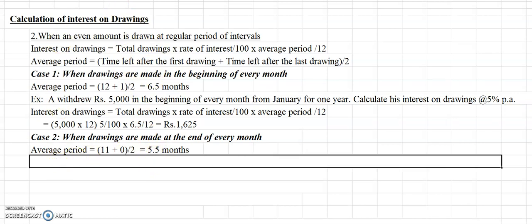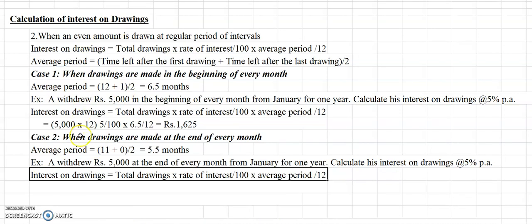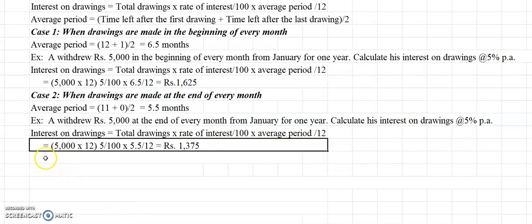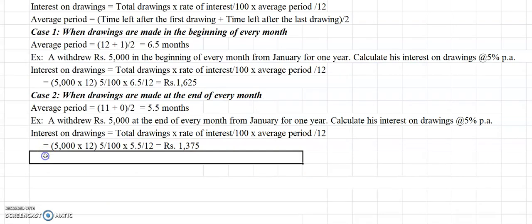So same equation, same illustration we will discuss. Same example. A withdraws 5000. The difference here is that he withdraws at the end of every month. Calculate interest on drawings at 5% per annum. So we are writing the equation here: total drawings into rate by 100 into average period by 12. Substituting, 5000 into 12 into 5 by 100 into 5.5 by 12, that is 1375 is the interest on drawings if he withdraws the amount at the end of every month.